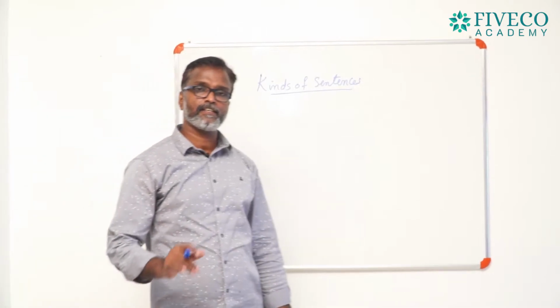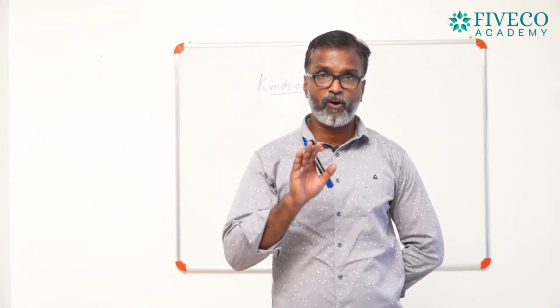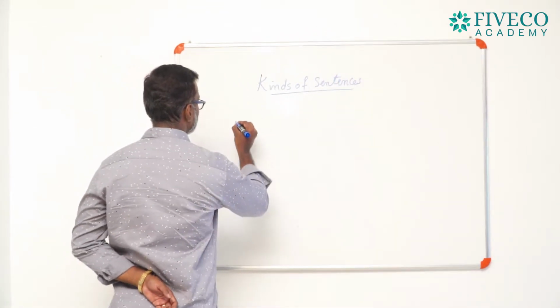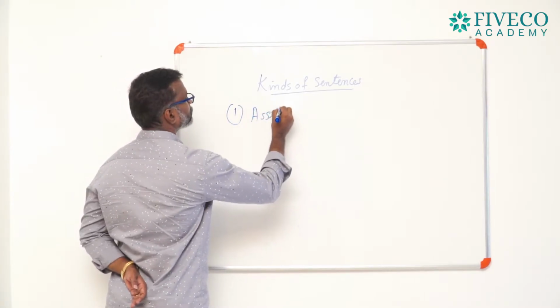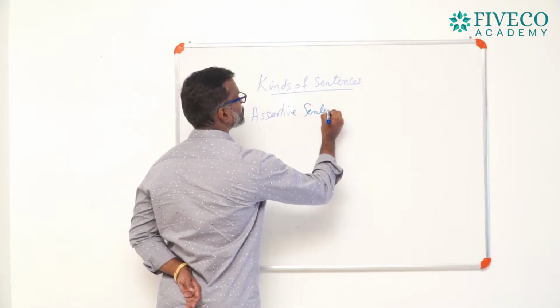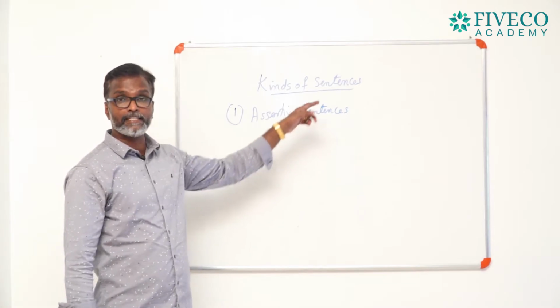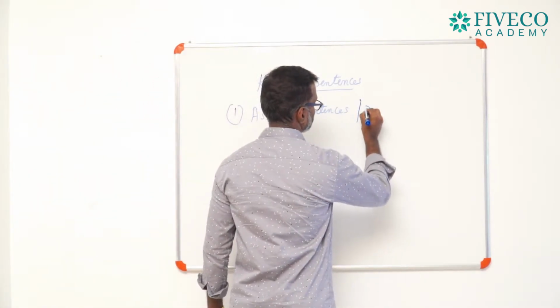Listen, my friends, there are 4 kinds of sentences in English. The first one is assertive sentences. And it has got one more name, that is declarative sentences.